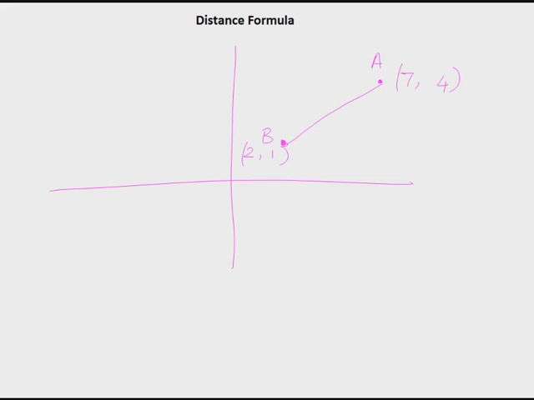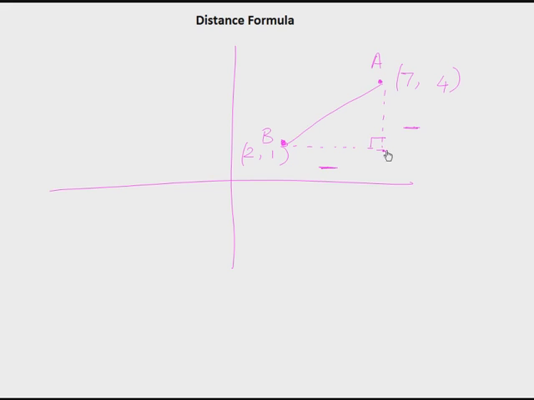Well, I need to construct something so that I can find this length. The easiest thing to construct is a right triangle. So let me construct a right triangle. Why is a right triangle useful? Because if I could find out these two lengths, the lengths of the two legs, then AB would be the length of the hypotenuse and I could use Pythagoras theorem.